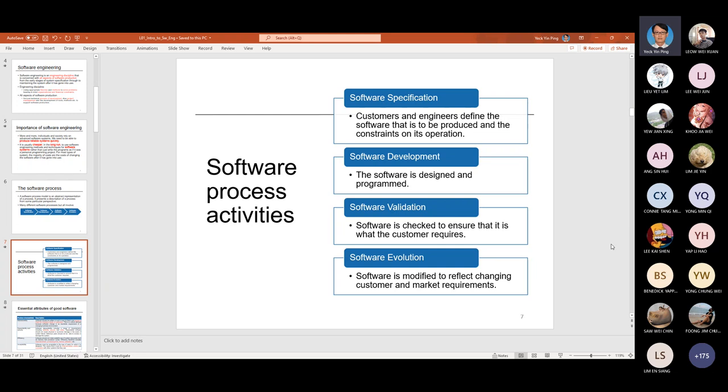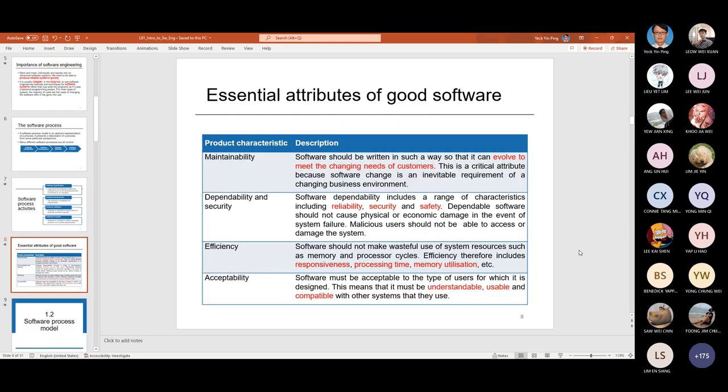Okay, software validation here refers to your software testing. Software evolution refers to software maintenance. So you can think about this. Actually, you have studied this before in the ADIS classes and OOSID classes, am I right? Okay, so any questions so far? Okay, let's just move on.